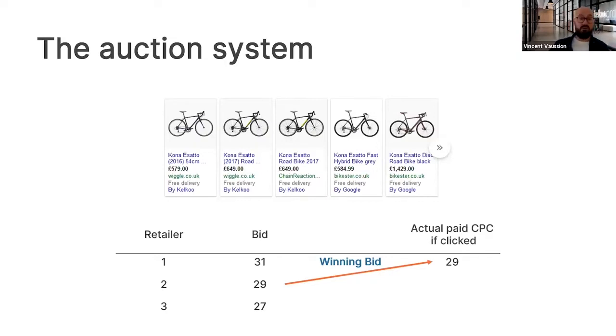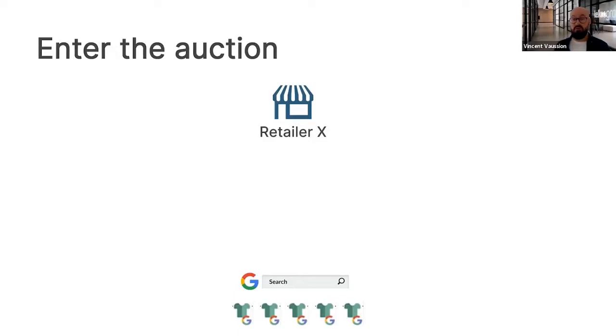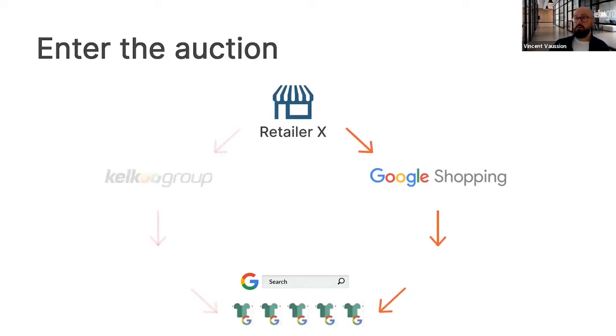Now, as a retailer who wants to advertise your product on shopping ads, you have today 2 choices. The first one is to go through Google Shopping. The second one is to go through Kelkoo Group. From a technical point of view, if you take one way or the other, there is no difference. You still have, as was mentioned before, a merchant center, ads account, etc. From an auction point of view, you are reaching exactly the same auctions. From an audience point of view, you are reaching the same audience as well.